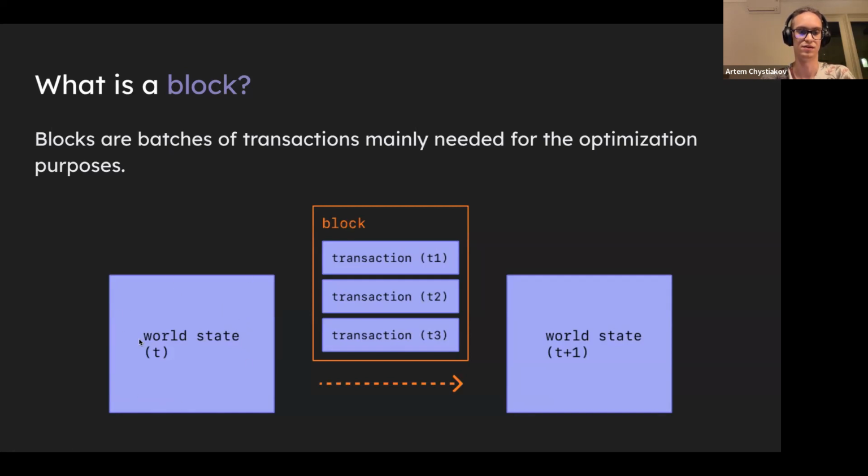Yeah, and here we have the state of Ethereum. Once the block is added and executed, the state changes to T+1. And the transactions are executed in order, like T1 will be the first, T2 will be the second, etc., etc.